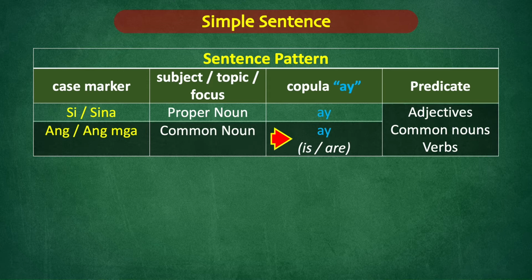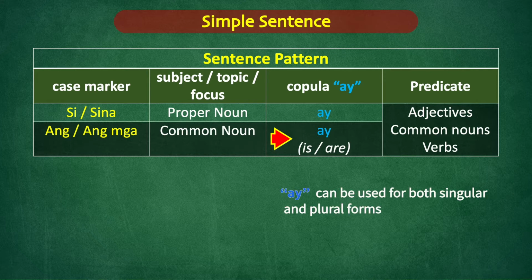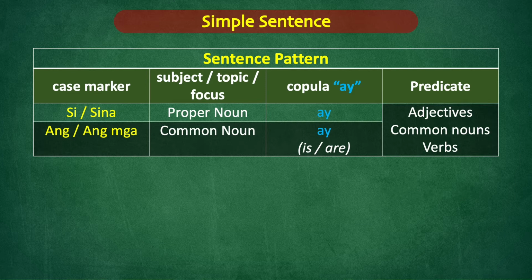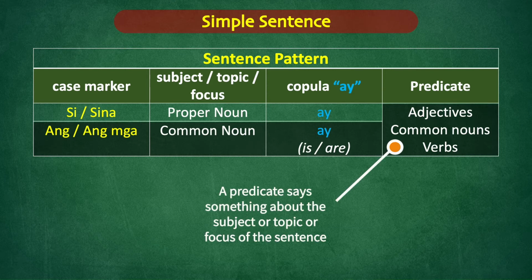In Tagalog, there is no plural form for I, unlike in English where you have is for singular and are for plural subjects. Tagalog follows a different system in converting singular forms to plural form, which we will cover later. So remembering how to use the copula I will not be difficult. A predicate is part of a sentence that says something about the subject or the topic or the focus of the sentence. Predicates can be adjectives, common nouns, or verbs.